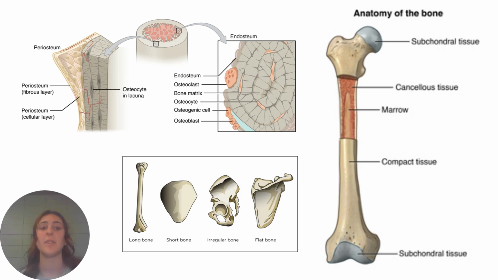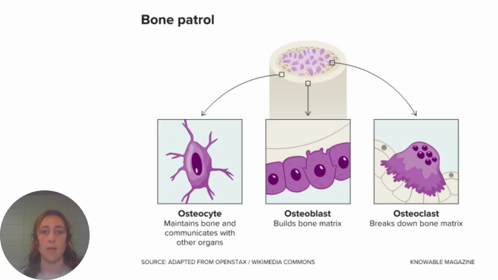Bones provide shape and support for your body, as well as protection for some of your organs. They also serve as a storage site for minerals and provide the medium marrow for development and storage of blood cells. The different types of bone cells include the following.